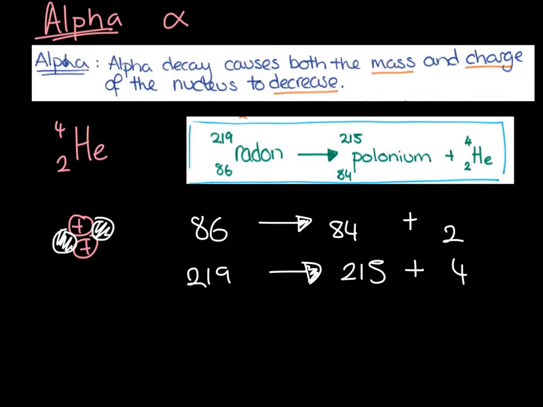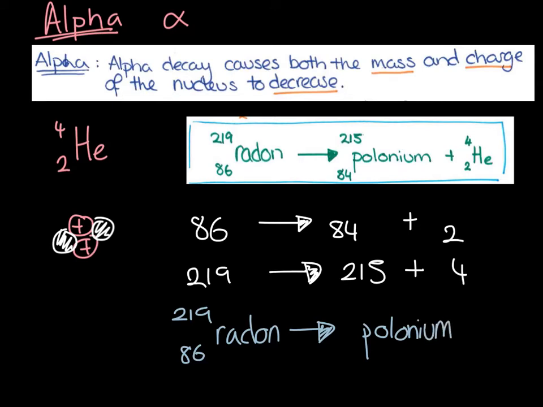Now what you might be asked to do in an exam style question is to fill in some missing numbers. So the question could look a little bit like this. If we have radon turning into polonium, and the question might say radon with an atomic number of 86 and a mass number of 219 undergoes alpha decay and turns into polonium. Write an equation for this nuclear decay process.